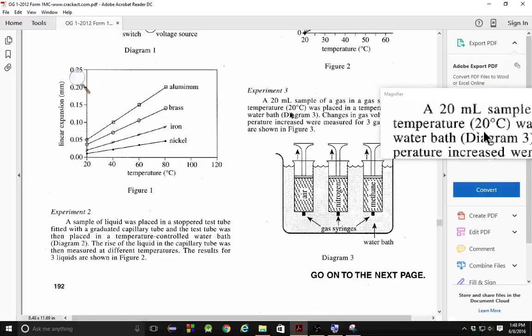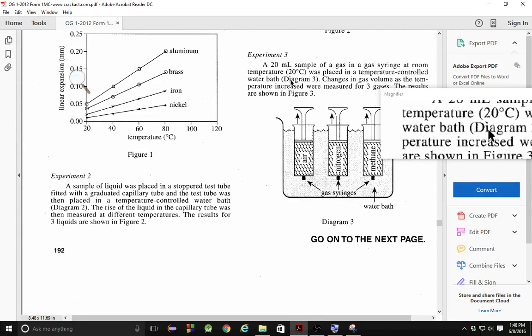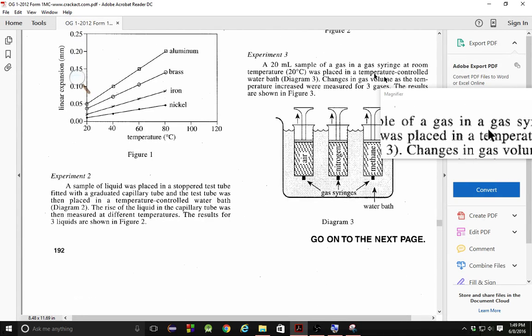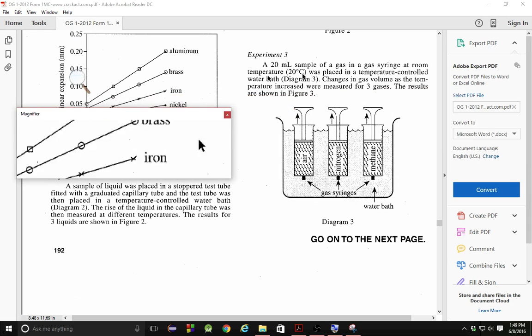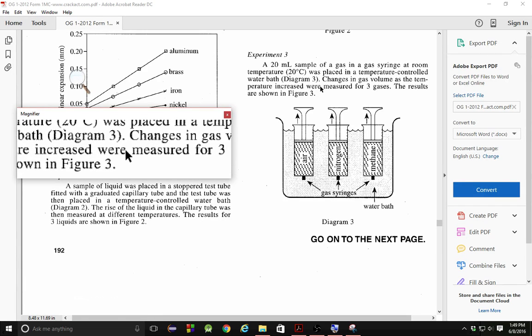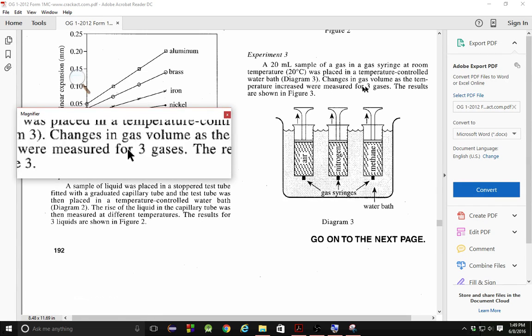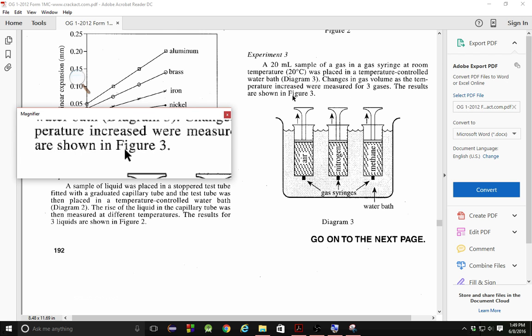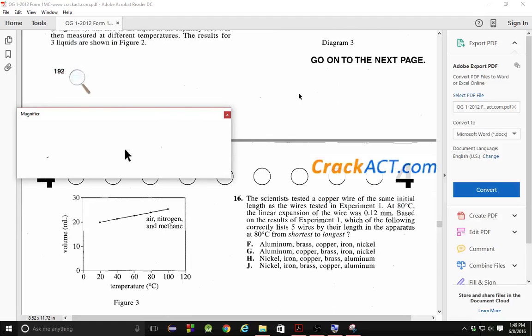When we go to experiment 3 over here, a 20 milliliter sample of gas in a gas syringe at room temperature was placed in a gas. Changes in gas volume at temperature increase were measured for 3 gases. The results are shown below. So as temperature increases, volume also increases if you look at this graph over here.